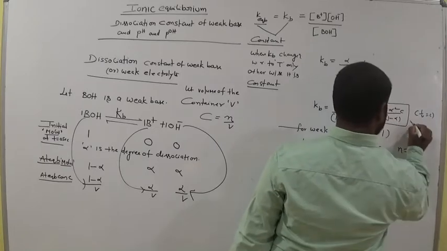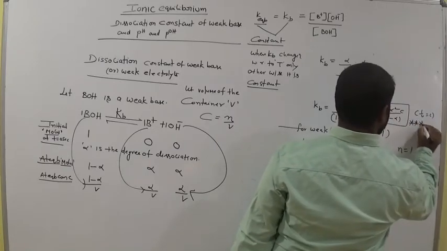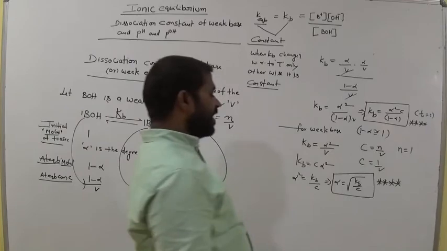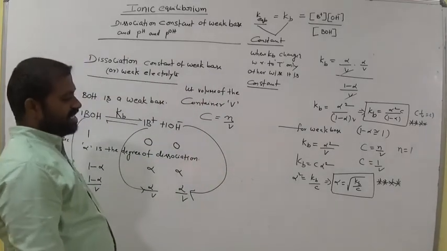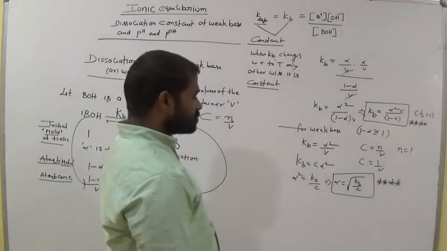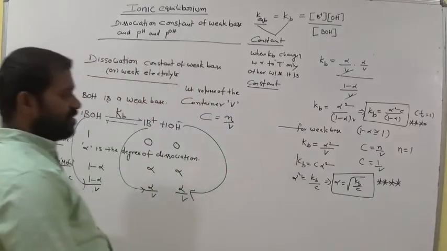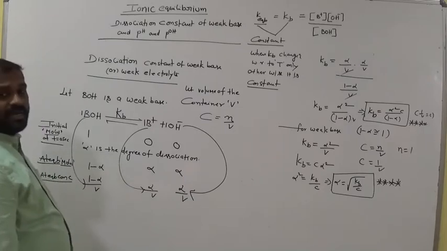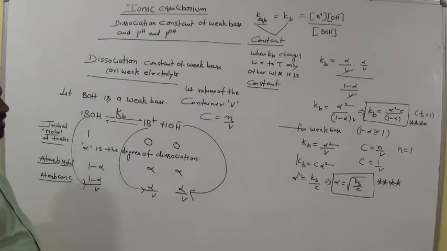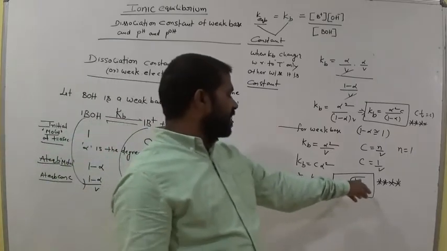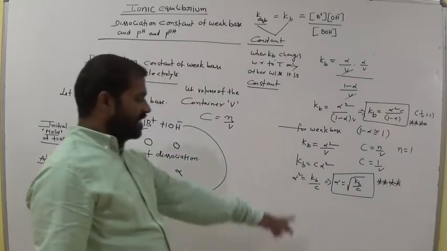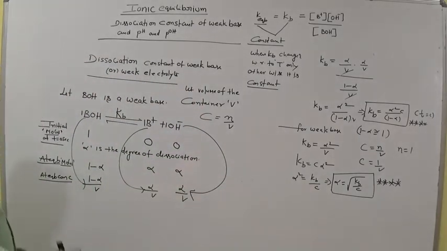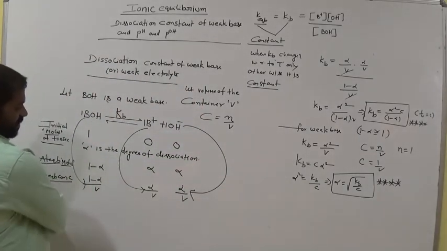Very important. Alpha equals the square root of Kb by C. Is it clear? Are you following or not? Yesterday we discussed alpha equals the square root of Ka by C. Now it is alpha equals the square root of Kb by C for a weak base.